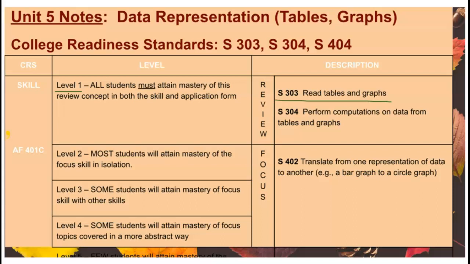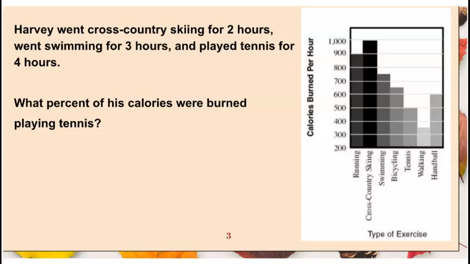We're going to read tables and graphs, such as bar graphs and pie charts, and we're going to perform computations on data from the table and graphs. Our first example is about calories burned per hour depending on what type of exercise. If we went running for an hour, we should burn roughly 900 calories, cross country 1,000, swimming 750, bicycling 650, and so on and so forth.